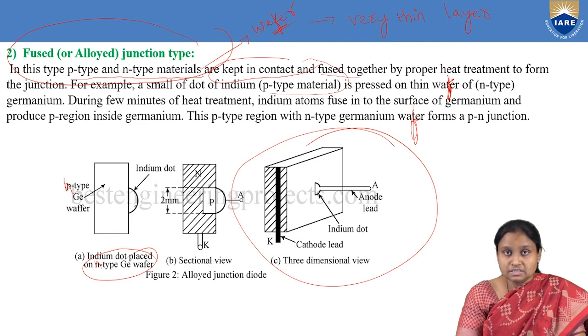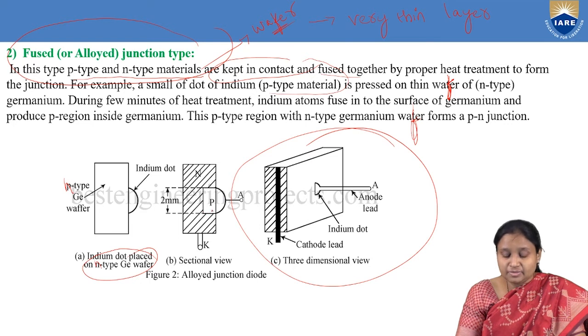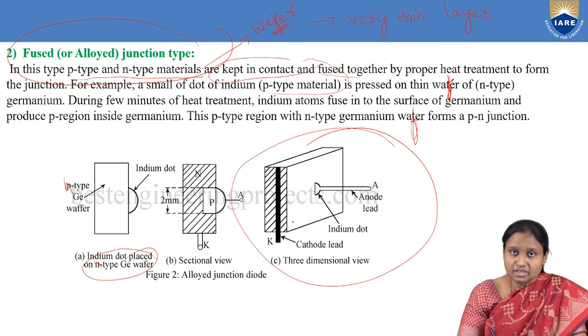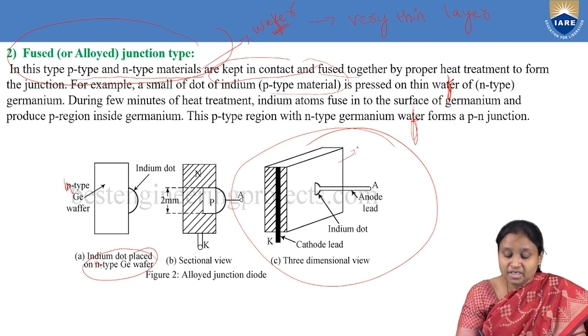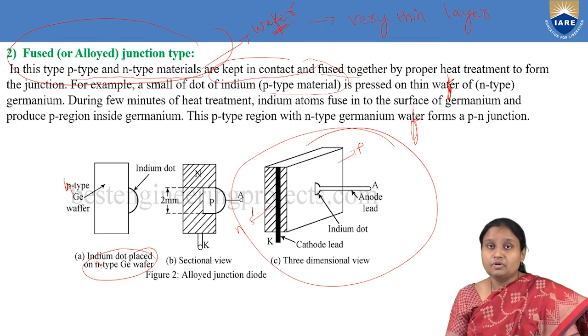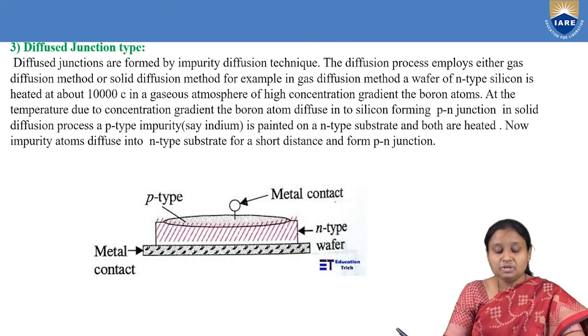So first, the dot is just kept on the surface of n-type wafer. Then in the second case, what happened? Now, as you can see, this dot of indium has got diffused on the top region of n-type. It has gone inside the n-type germanium. So once this process takes place, this dot region, where we have added dot to wafer of n-type layer, will become p side, whereas your down region will become n side. So this is how we are going to form fused or alloyed junction type semiconductors.